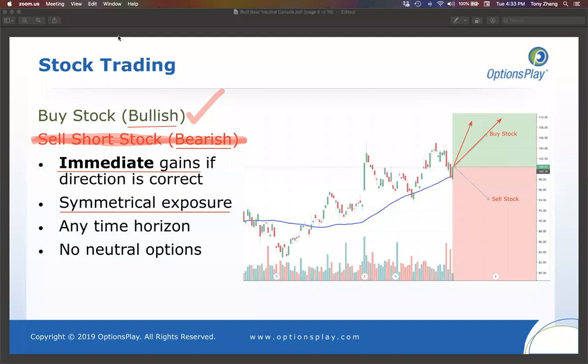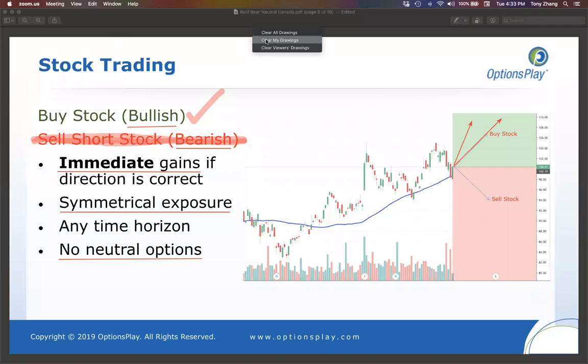And I can do this for any time horizon, because I can be bullish on a stock for the next 5 minutes, the next 5 days, the next 5 weeks, the next 5 months, or 5 years. I can hold on to a stock for as long as I want. But when I'm trading stocks, I have no neutral options, which means that if it's a $100 stock and I'm not too bullish and I'm not too bearish, I think it's just going to stay within a range, there's really nothing I can do as a stock trader to take advantage of that. So that is what it's like to trade stocks.